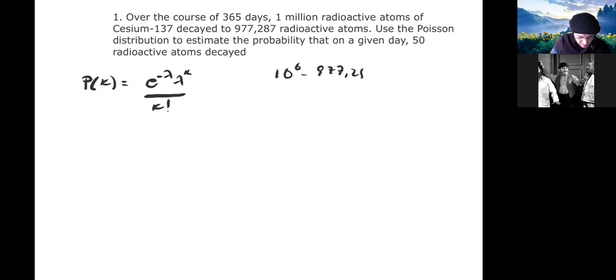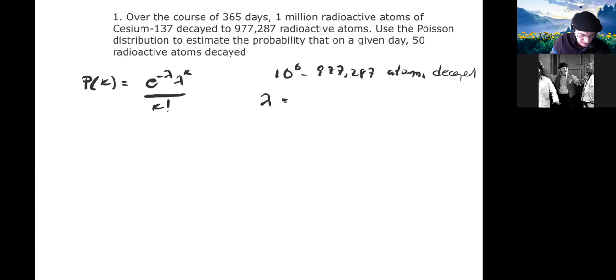Remember, the Poisson distribution, P of K, equals e to the minus lambda, lambda to the K over K factorial. Now we started off with how many atoms disappeared? Well, 10 to the 6th minus 977,287 atoms decayed in that year. So lambda is the average in the year.